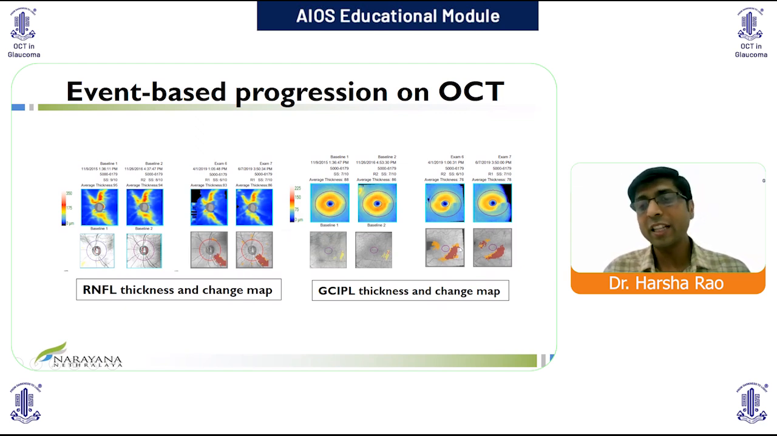Here is the RNFL, here is the GCAPL map. Both of these maps, the change map is based on the same principles. In both these examples, we see that the RNFL is thinning compared to the baseline examination. The GCAPL is thinning compared to the baseline examination.